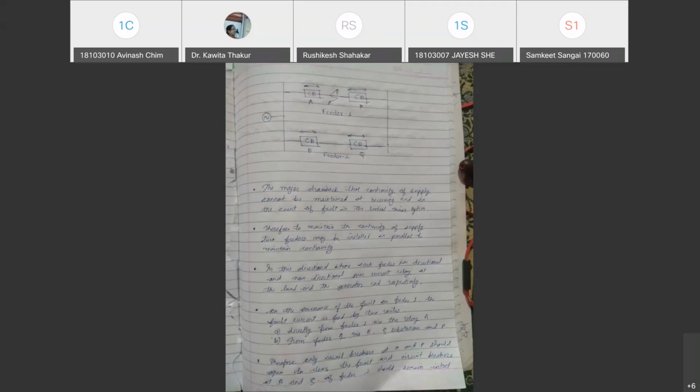In this type of protection scheme, a non-directional and a directional relay are both installed in the two feeders respectively. The directional relay is installed at the receiving end, that means the load side, and the non-directional relay is installed on the generator side. If the fault occurs at feeder 1, the fault current is fed by two routes: directly from feeder 1 via relay A, and from feeder 2 via B and Q, the substation and P.